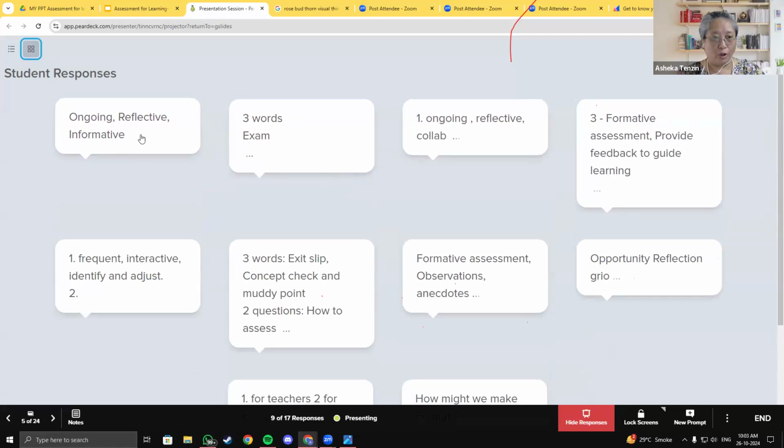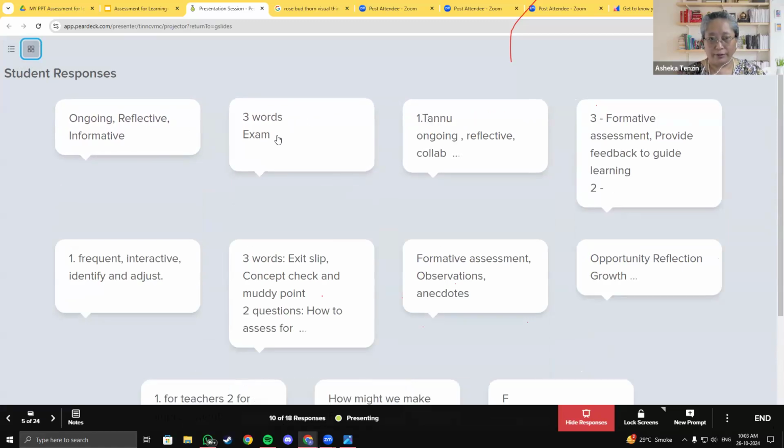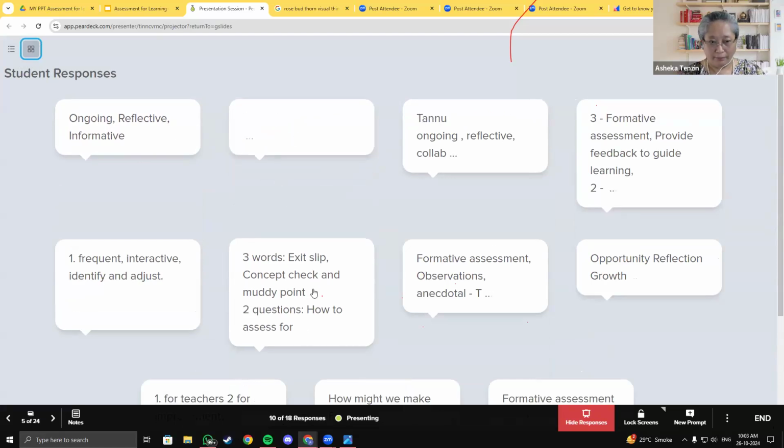So someone has written ongoing, reflective, informative. In the three words, I can see only one word. Somebody's typing, okay. Three words: exit slip, concept check, muddy point.